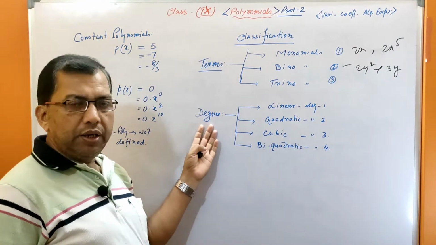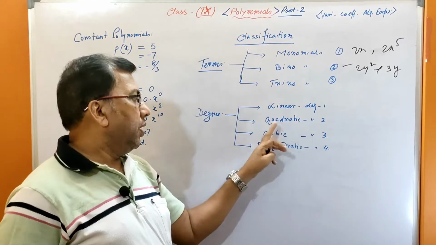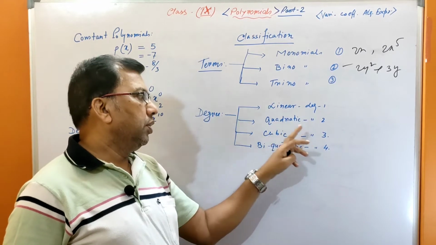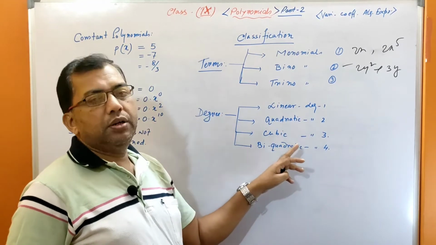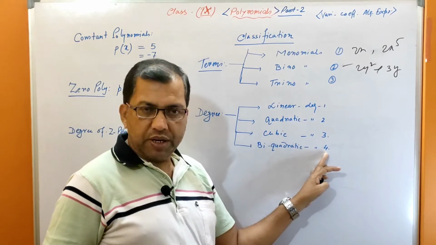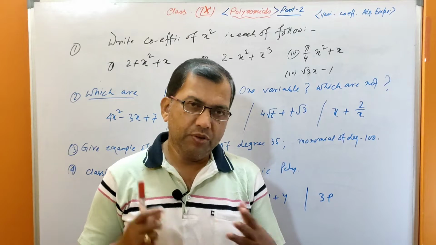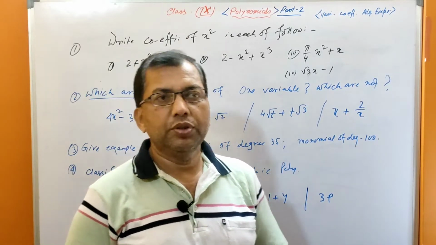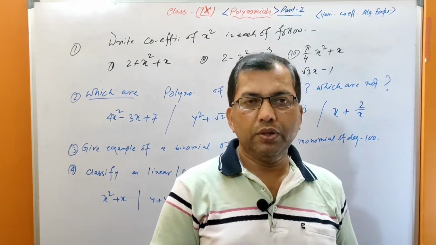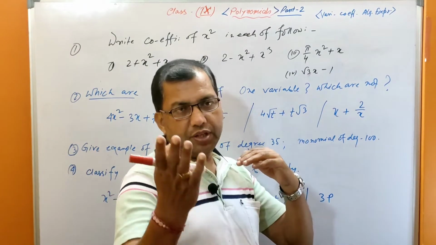Clear? On the basis of degree, there are linear polynomials, whose degree is 1, like ax plus b. Quadratic polynomials, whose maximum degree is 2. Cubic polynomials, degree 3. Biquadratic polynomials, whose degree is 4. Clear? Whatever was discussed about coefficient, variable, constant terms, one variable, two variables, quadratic, linear, cubic, all are discussed. So let's discuss some questions and give the answers.